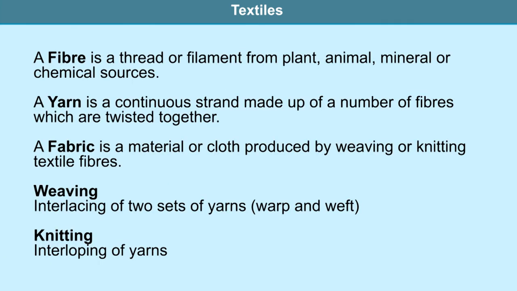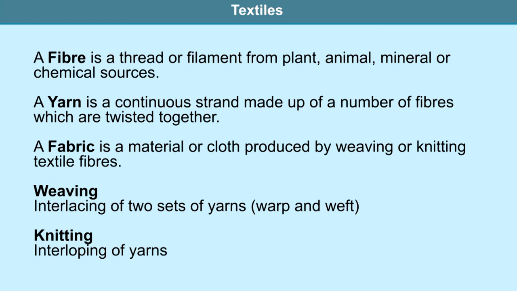Number 1. Textiles. Textile products such as fiber, yarn, and fabric are frequently used to make accessories like bags, belts, and millinery. A fiber is a thread or a filament that could be from plant, animal, mineral, or chemical sources. A yarn is a continuous strand made up of many fibers which are twisted together. A fabric is a material or a cloth produced by weaving or knitting textile fibers.